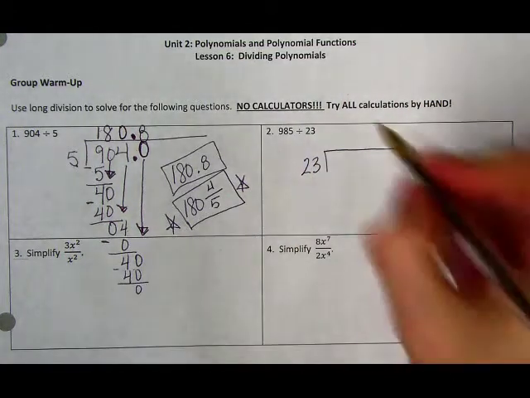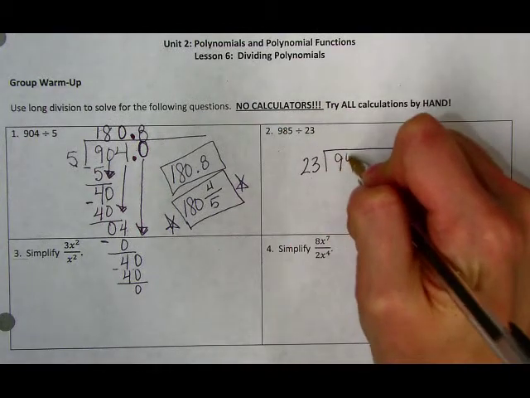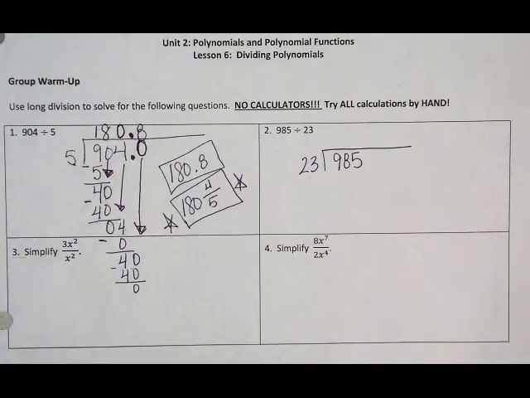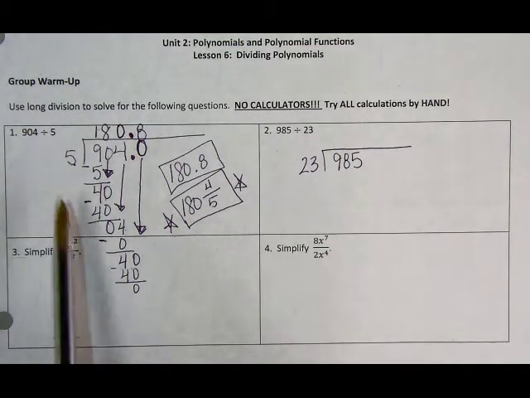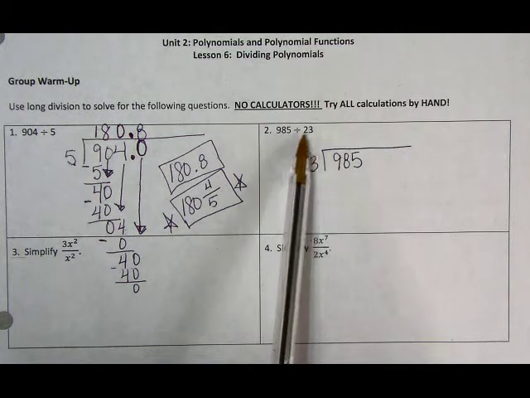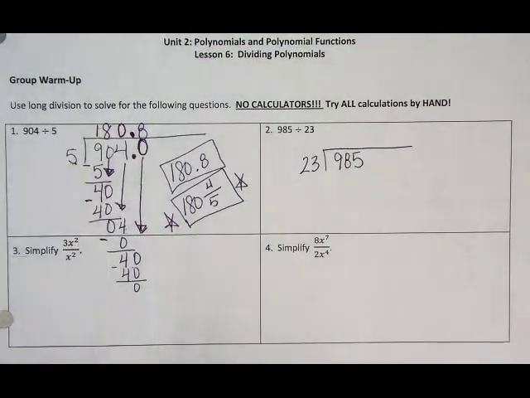Our first number, the bigger one in this case, goes on the inside, and we're dividing. Number 2 is a little bit different than number 1 because we're dividing by a number that has 2 terms to it, 2 numbers, as opposed to 1.